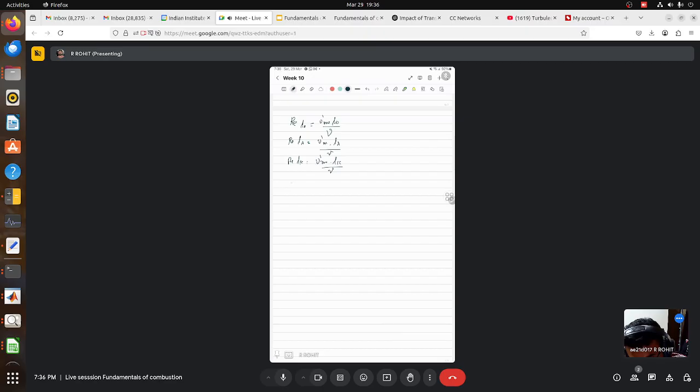So your integral and Kolmogorov length scale ratio can be written as L naught by L k. This is approximately Reynolds number of L naught to the power 3 by 4. Similarly for integral and Taylor microscale, here L naught by L lambda comes like Reynolds number L naught whole to the power half.